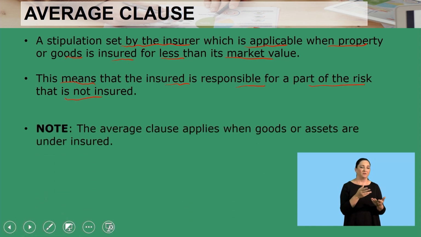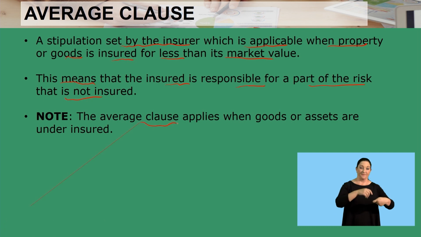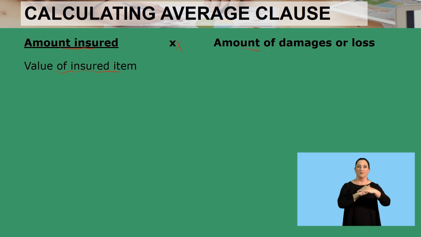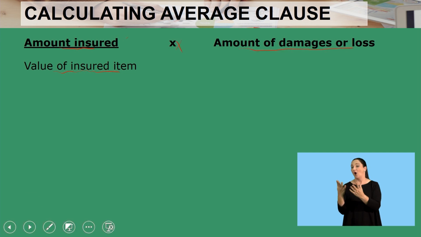As we proceed, note the average loss is applicable when goods or assets are underinsured. That's what we mean there. So calculating average loss: average loss has to be calculated. So this is the formula. We're going to say amount insured over value of the insured item, multiplied by the amount of damages or loss.